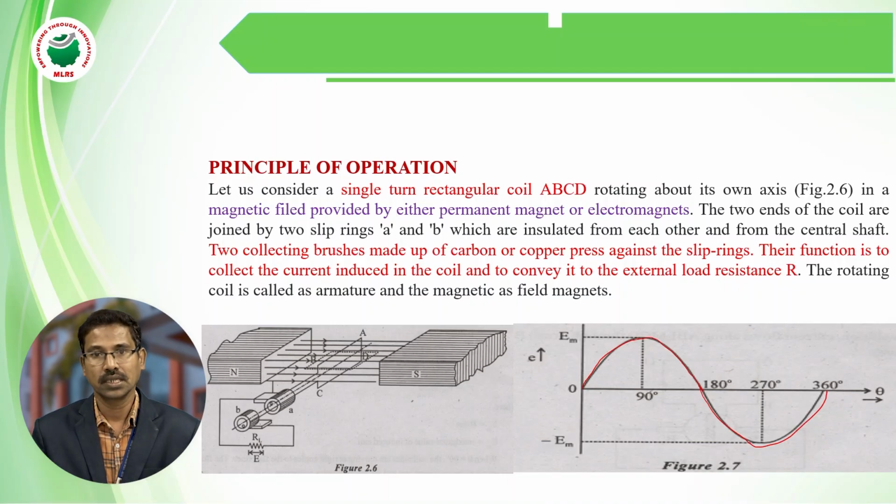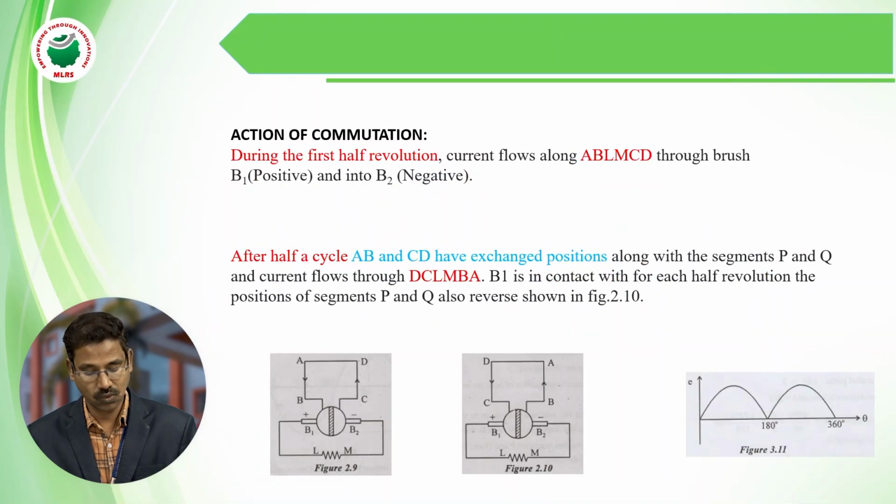In the case of a DC generator, with the help of the commutator, this AC signal can be converted into a DC signal or unidirectional signal. This is the action of commutation. This is the commutator, which converts the AC signal into a DC signal. For every half cycle, the direction of the current gets reversed with the help of the commutator.